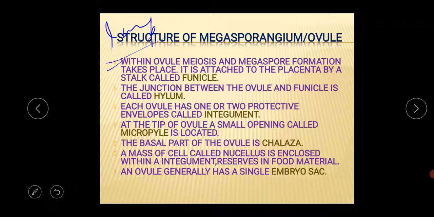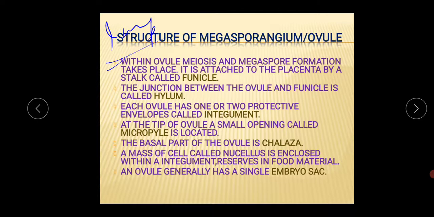Within the ovule, meiosis takes place and megaspore formation takes place. The ovule is attached to the placenta by a stalk-like structure called the funicle. This is a very important term for all of you. So what is the meaning of funicle? When the ovule is attached to the placenta region, it is attached by a long slender stalk-like structure, and that is called the funicle.